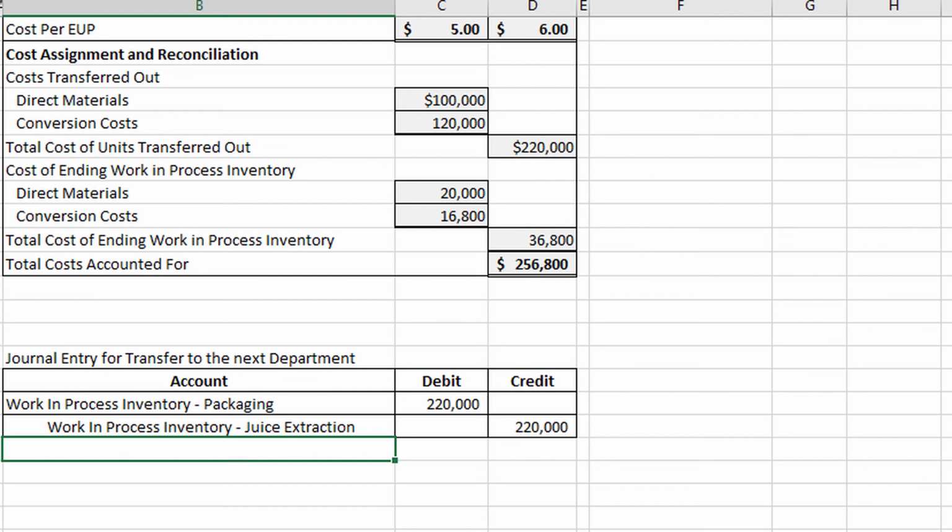And if it just so happened that you were in the final department, then instead of transferring into a new work in process, you would be transferring into the finished goods inventory. So then your debit would just become finished goods inventory.